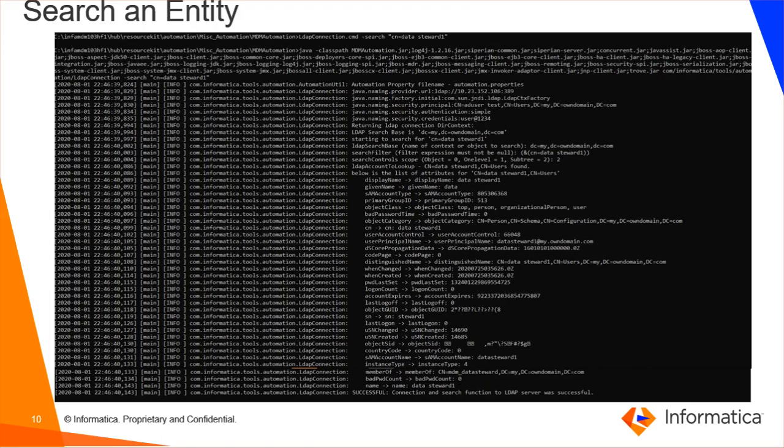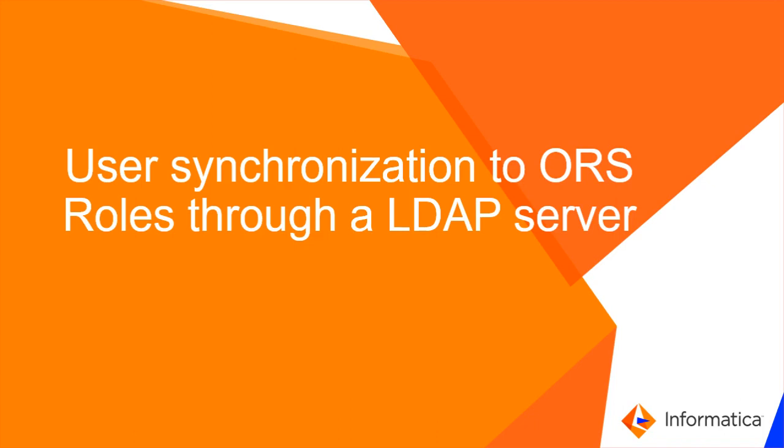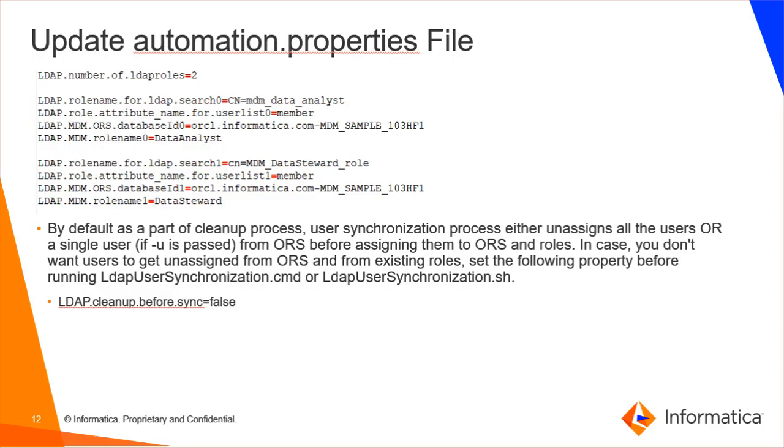Using these preliminary steps, we can make sure there is connectivity from the server where this utility is getting executed to the LDAP server. Next, let's see how to synchronize the users from LDAP to the roles in the MDM. For this, we need to update the automation properties with these specific properties.